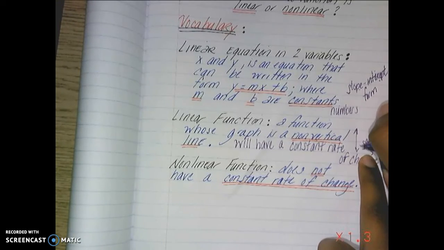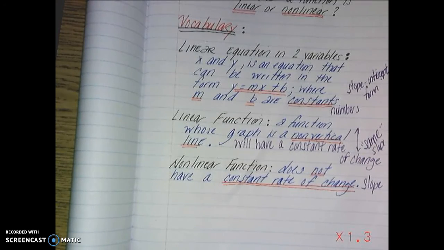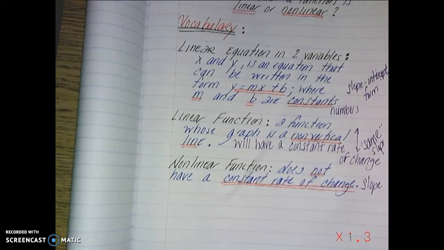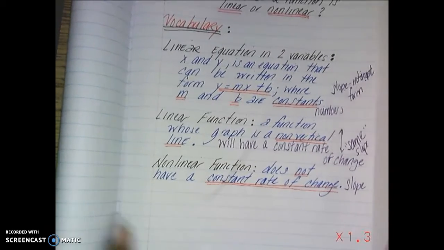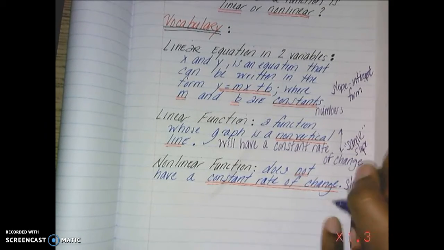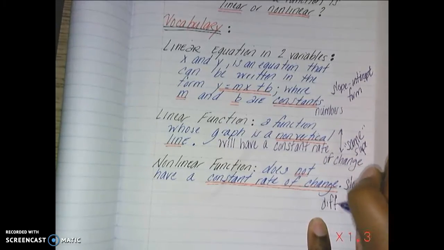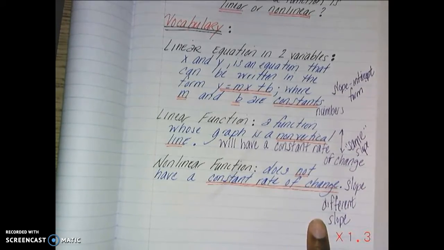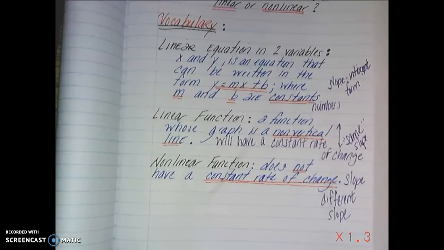And I'm sorry, I'm trying to squeeze this in. You can always look at Miss Gable's notebook if you need to, but on the side, this just says same slope. Over here, nonlinear, if it doesn't have a constant rate of change, then what it's going to have is a different slope. And if you can squeeze everything in on one page, you go right ahead. But Miss Gable's going to make it bigger so you can see it. All right? Let's talk about some examples before we go any further.